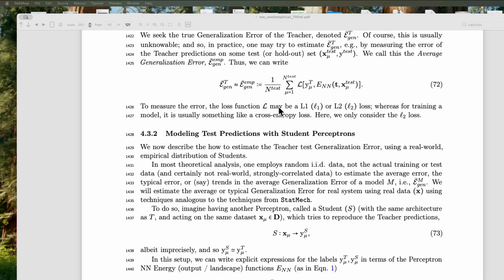So to measure the error, the loss function could be L1, L2, could be cross entropy. Whereas for training a model, it's usually cross entropy loss. Here, we're only going to consider the L2 loss. And that makes things really simple. And by the way, there are some papers, I have to dig it up, that show it doesn't really matter what loss you use for this theoretical analysis. They all sort of track the same way.